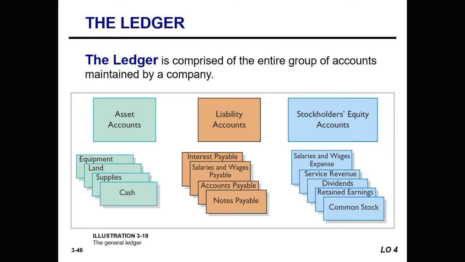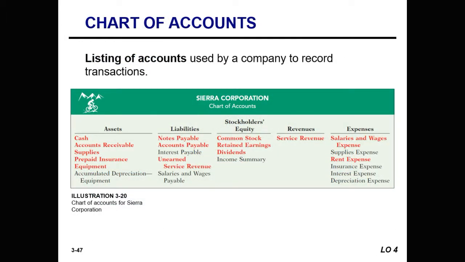The accounts that we use are going to be listed in what's called the chart of accounts. This is a very small chart of accounts, and as you can see, there's only a few accounts that are listed for Sierra at this time. This is a list of the accounts that the company uses, the account titles. Remember, those are what we're using in our actual journal entries. They're going to be listed most often in the order of assets, liabilities, stockholders' equities, revenues, and expenses.